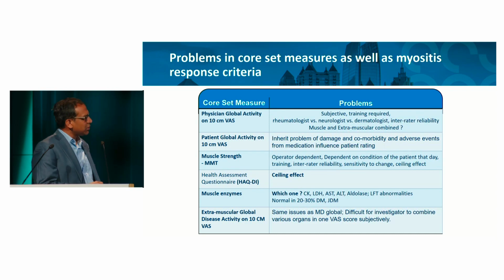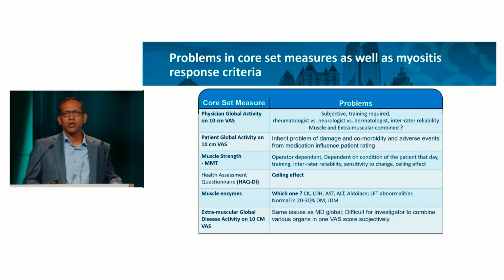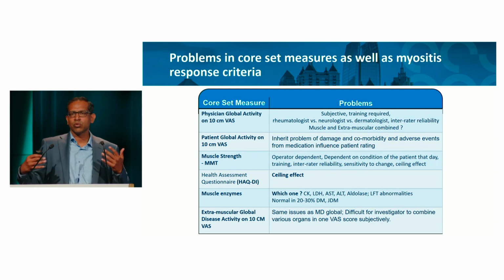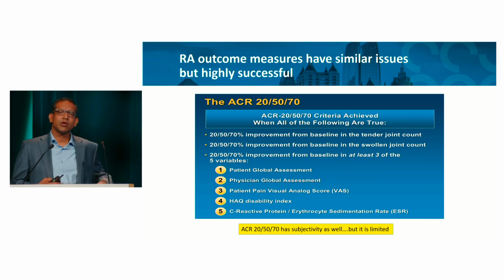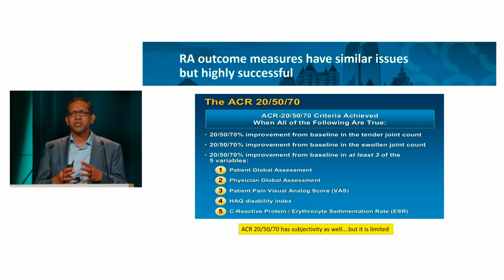And then extramuscular has the same issue. How do you combine all the different organs in a single score of 0 to 10? But it works, and we know it works. These kinds of complex subjective plus objective core set measures put together work.